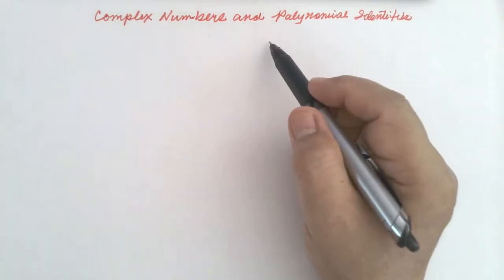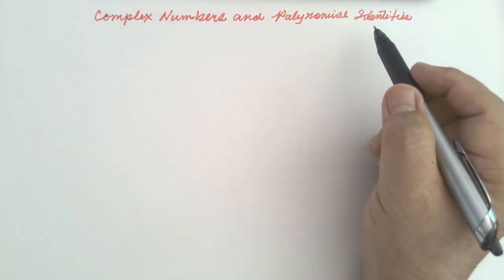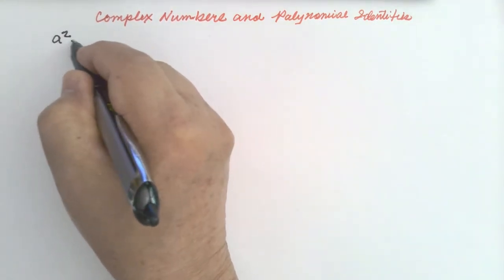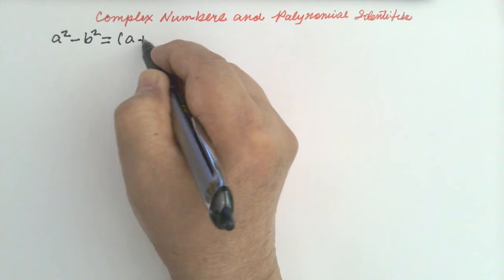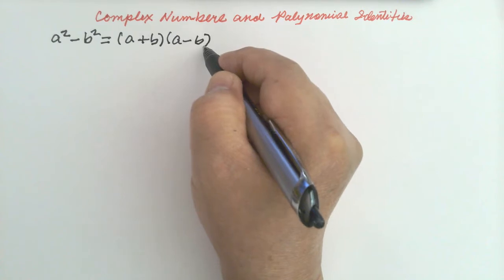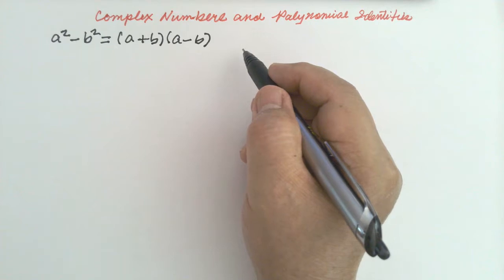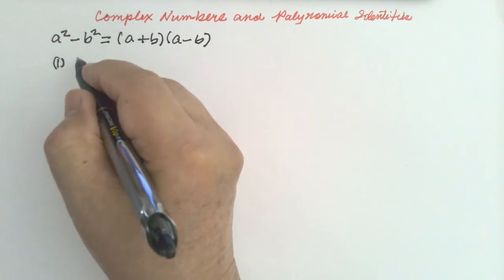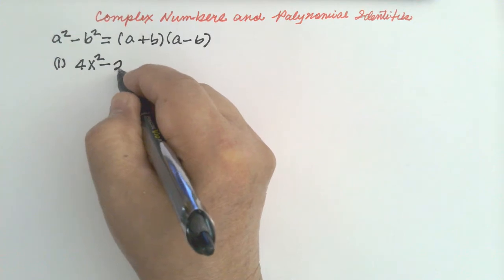Complex numbers and polynomial identities. The polynomial identity a squared minus b squared is equal to a plus b times a minus b can be used as a pattern for factoring the difference of two squares. For example, let us say we are asked to factor 4x squared minus 25.